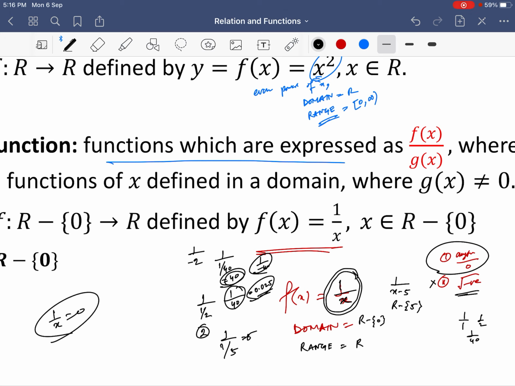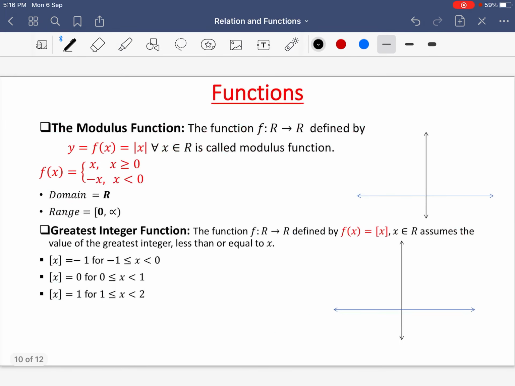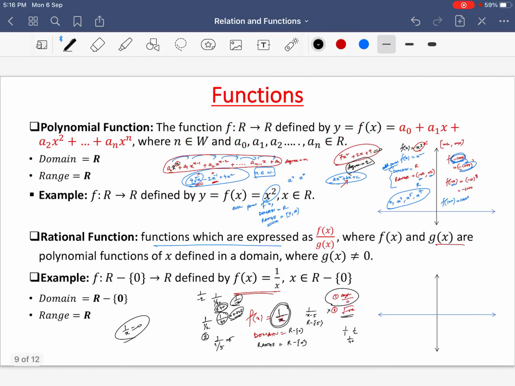So its range will be like this, R minus 0. Why? Because 1/x can never become 0. 1/x can be anything but it can never become 0, because if you think of any value of x, 1/x can never be equal to 0. So this is what we have. Okay, so these are rational functions and this portion we will discuss next class.